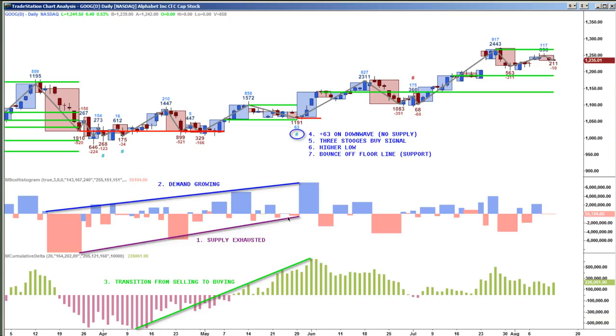Here we see the supply exhausted, we see the demand growing. But we see this as boxes, which are waves. Here we see it as a period to transition from selling to buying. So this, 1, 2, and 3, they totally confirm each other, which is great.